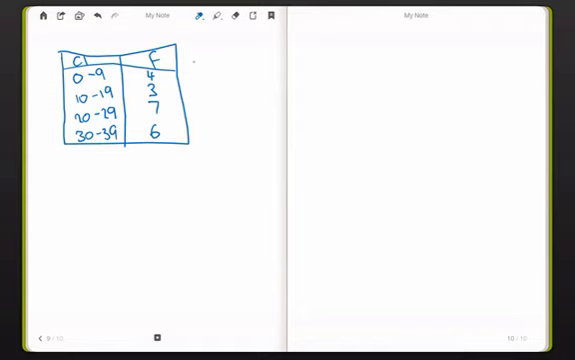So if we're going to find the mean of this data, remember that means the average, we need to find out some other things first.